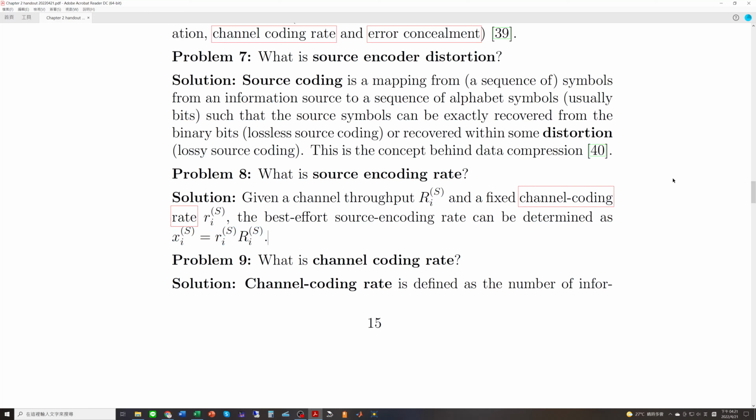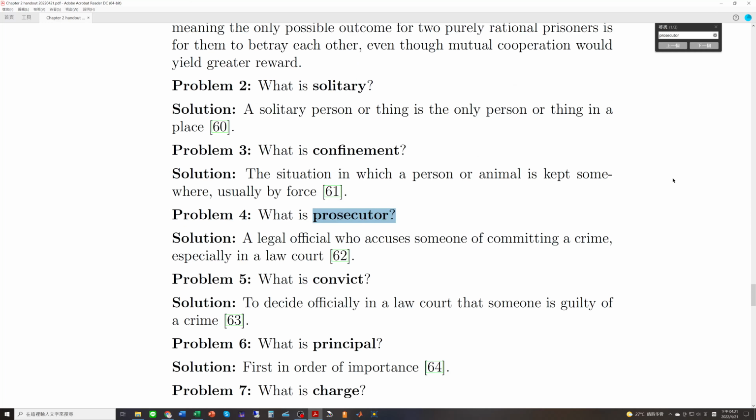Okay, then let us go back to the word prosecutor. So problem 4. What is prosecutor? Solution: a legal official who accuses someone of committing a crime, especially in a law court.